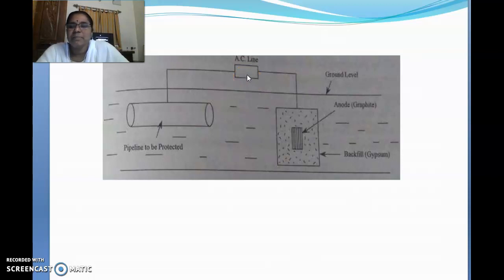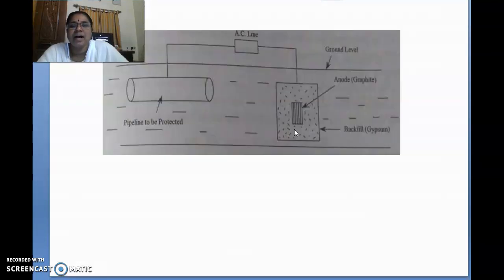So you have to pass an impressed current so that you can convert the base metal which has to be protected into the cathode, with an anode of inert material like graphite, backfilled with gypsum, in order to make electrical contact with the soil at all varieties and all times. These two come under cathodic protection. So once again I repeat, if you convert the base metal into the cathode, obviously you are going to protect it from corrosion. To do this, you can adopt two methods.